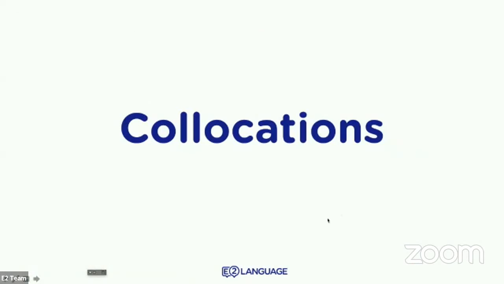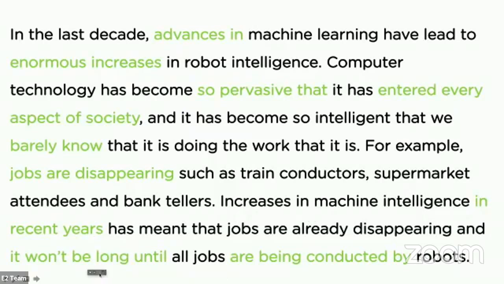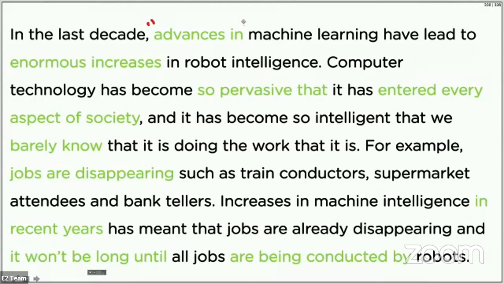Nearly at the end here. Lastly, or I think it's close to being lastly, collocations. Collocations are natural sounding phrases in English. So like advances in, enormous increases. So what is this? This is an adjective and this is a noun, okay? So this is noun and this is preposition. So it can be a combination of different types of words, but they're just natural sounding phrases, so pervasive that entered every aspect of society. Barely know, there's an adverb and a verb that go together to form a natural phrase.